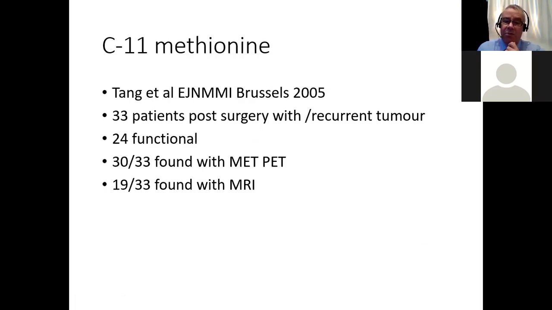Some work was published in Brussels about 15 years ago comparing methionine PET, MET as they called it, MET PET, with MR, and found that almost every single tumour was found with methionine PET, but only about 60% found with MR, and that's our experience too.